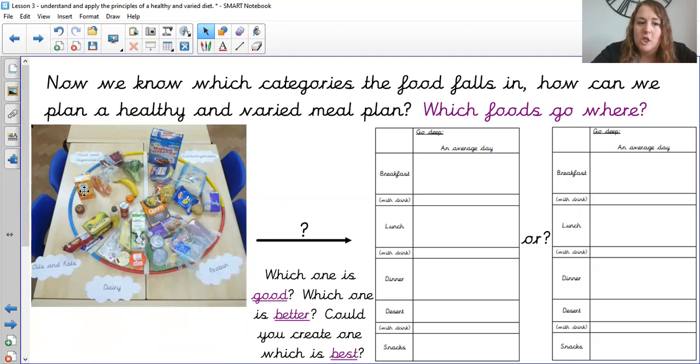Things like this orange juice could have been in a few different categories. It is made from oranges, which are a fruit, but there is a lot of sugar in there, so it could potentially have gone between the oils and fats. But we've got cereals in here in the carbohydrates as well.